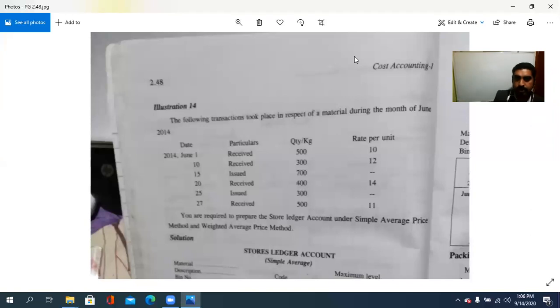So in this problem, received items are there, issued items are also there. So we will do it. Firstly, the receipt, the issue, and the balance. Quantity, rate, amount, quantity, rate, amount, quantity, rate, amount.